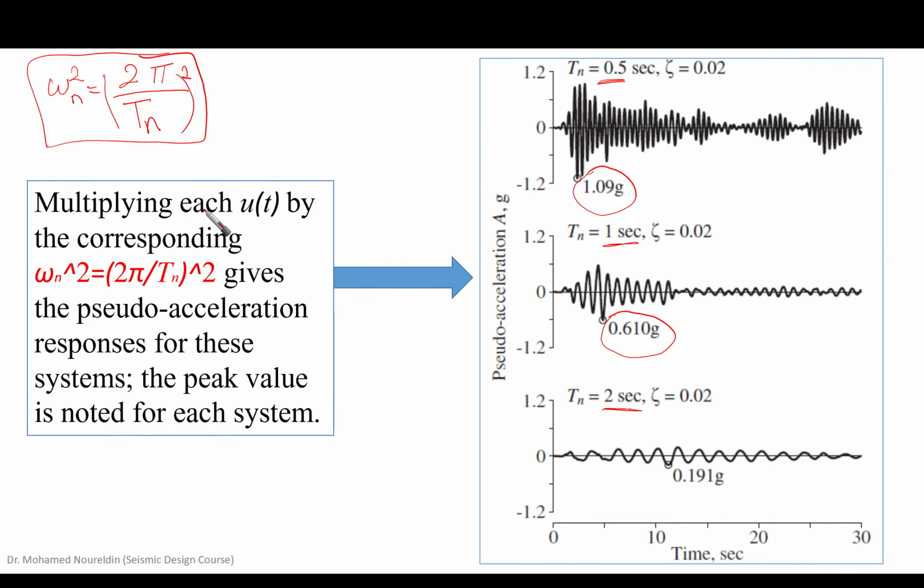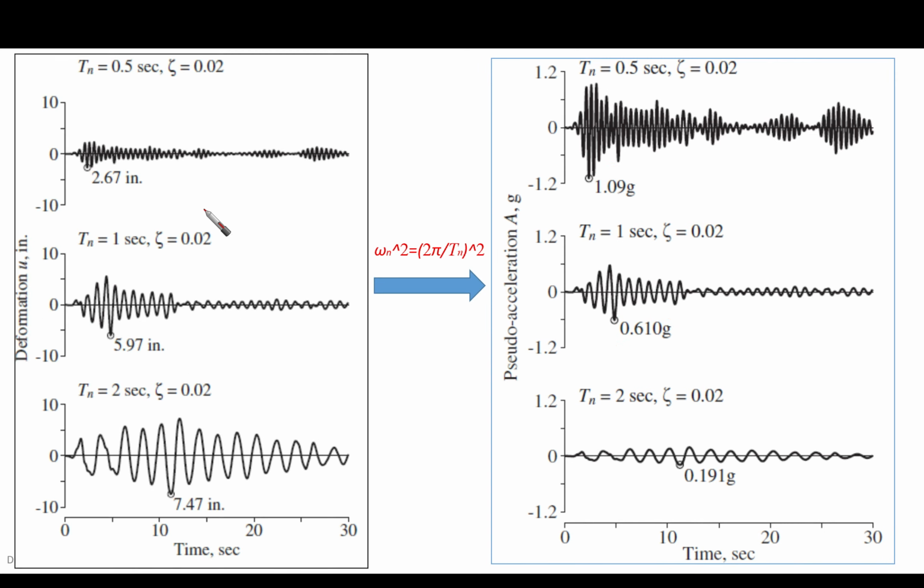Okay, so now if we have the response spectrum, or the original deformation response u, which is already obtained from the solution of the equation of motion, as we mentioned a few slides before, then we are going to multiply this graph by omega squared n, which is equal to 2 pi over Tn to the power 2. This is omega squared.